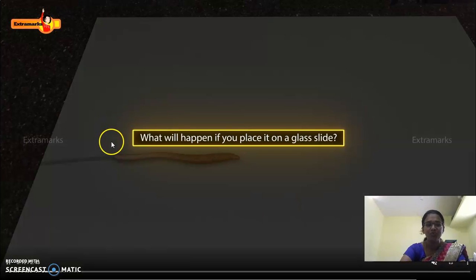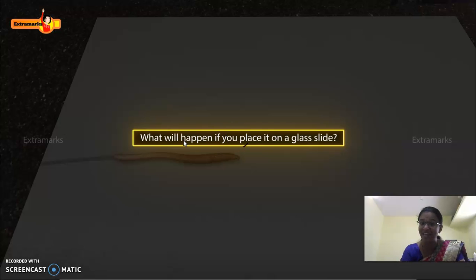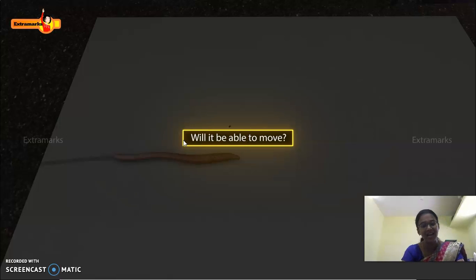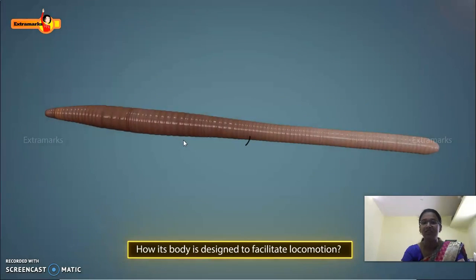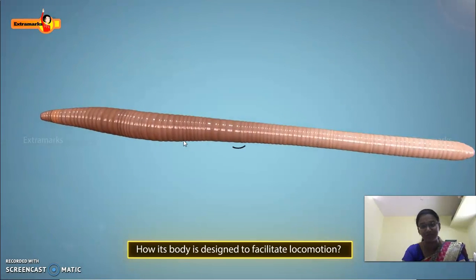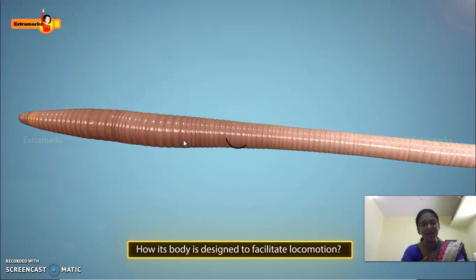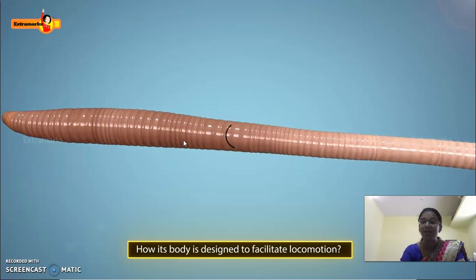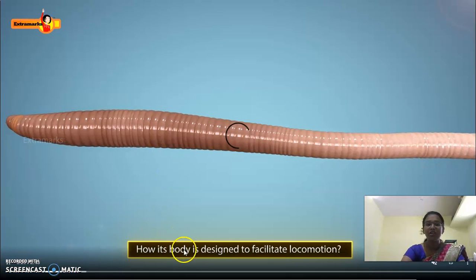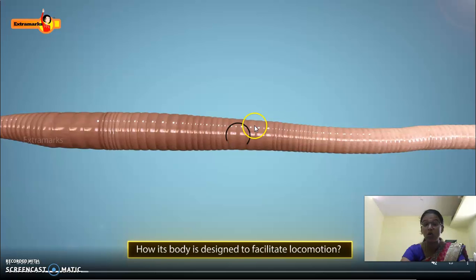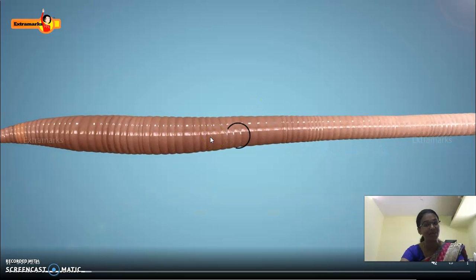Yeah. So to study how an earthworm moves, if you have an earthworm, you can take it along with you and first keep it on a piece of paper and observe how it moves. Then keep the earthworm on a glass plate and observe how it moves. Okay. So how is its body designed to facilitate locomotion? Locomotion is nothing but movement.